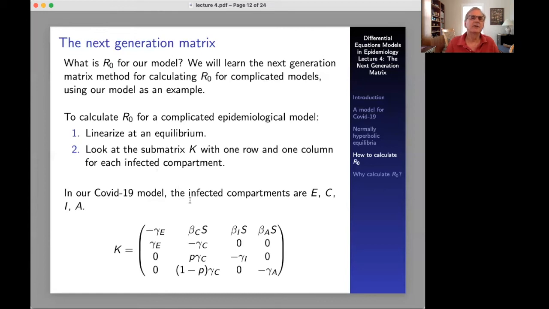In our COVID model, the infected compartments are E, C, I, and A. Those are the middle four of the variables. And the matrix K is exactly that thing that we calculated earlier and called K, whose eigenvalues we said would be important for determining if an equilibrium was normally hyperbolic or not.